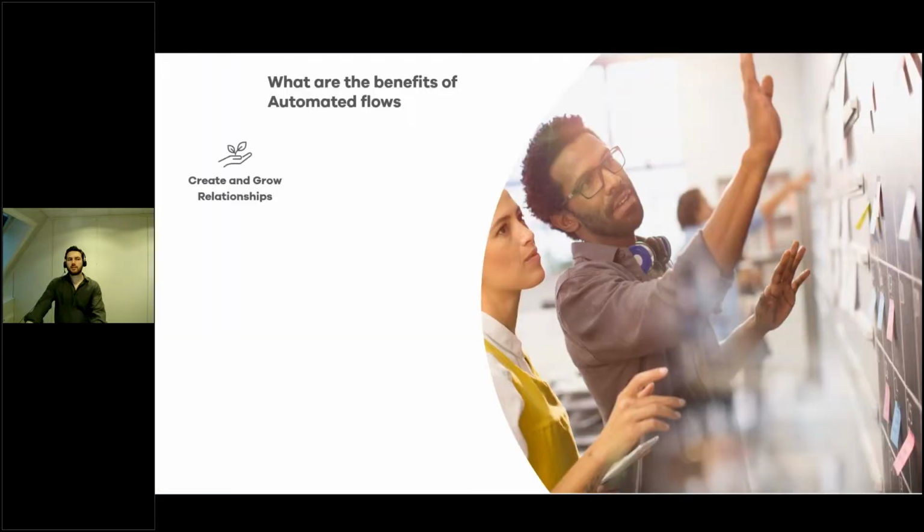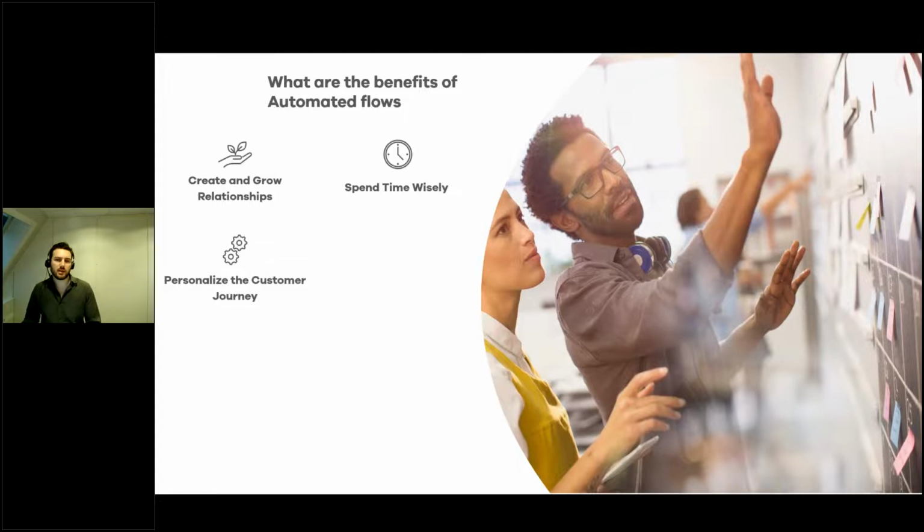And what are the benefits of using automated flows? So the first one is that we can create and grow relationships. The second one is that we can spend time wisely. That means that we can spend time on what actually gives us a lot of value, instead of spending a lot of time on actually trying to find participants, do the segmentations, and do a lot of repetitive work. We can personalize the customer journey. So based on actions either in Lime or in the communications that we send out, we can personalize the next step. Of course, that helps us strengthen our customer relationships.